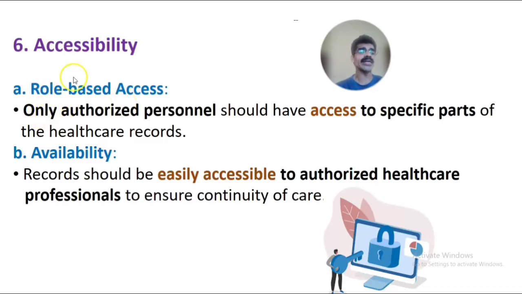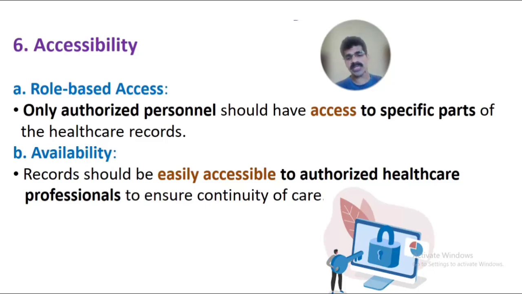According to the role of the health team member, he has to access that specific part of the patient healthcare records. Second one is availability. That is nothing but records should be easily accessible to authorized healthcare team members or authorized health professionals to ensure the continuity of the care.